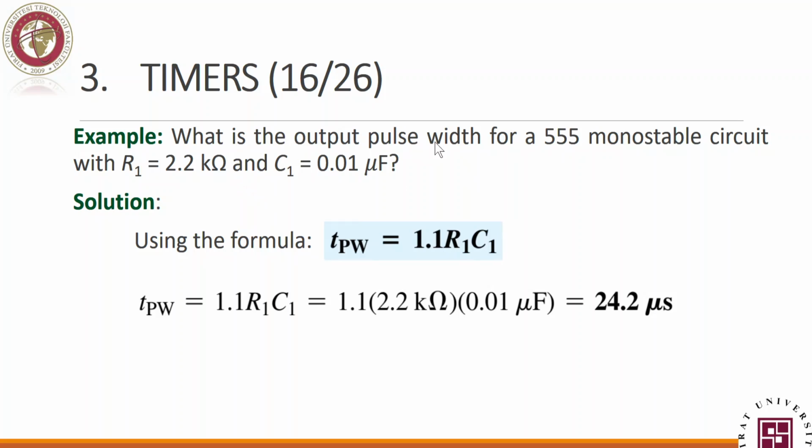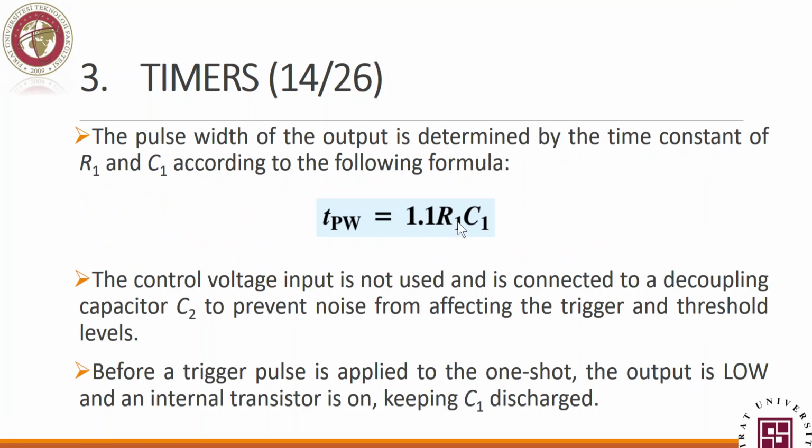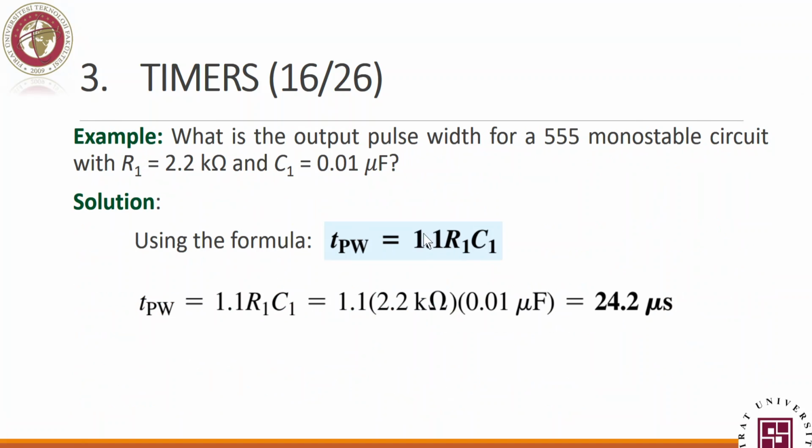Okay, what is the output pulse width, TPW, for a 555 monostable circuit? Monostable means one shot, which we just talked about. With R1 equals 2.2 kilo ohm and C1 equals 0.01 microfarad. Now remember that we have an equation: 1.1 times R1 times C1. This is TPW, the time of the pulse width. You just need to multiply that, nothing else.